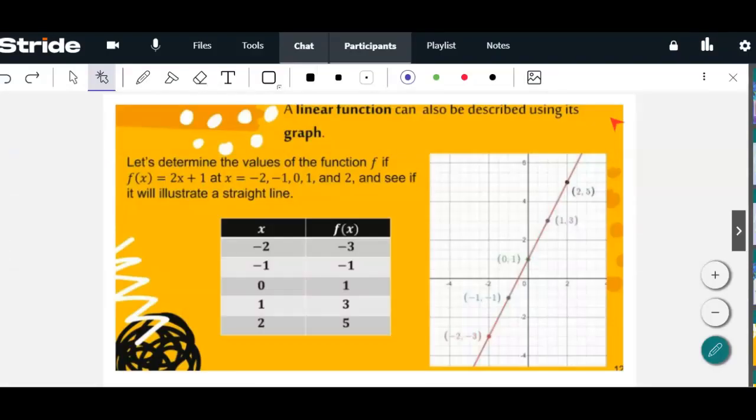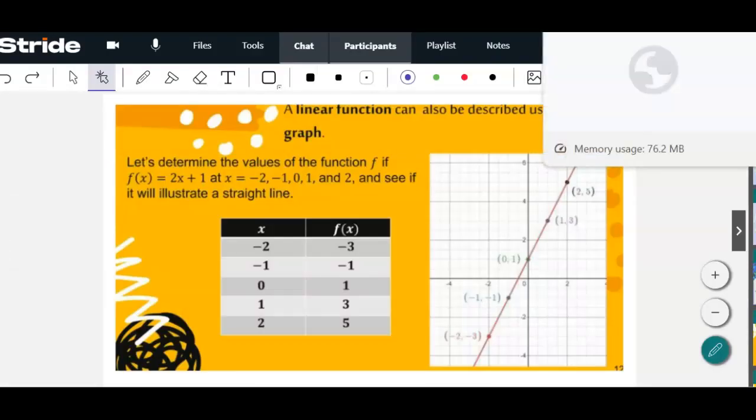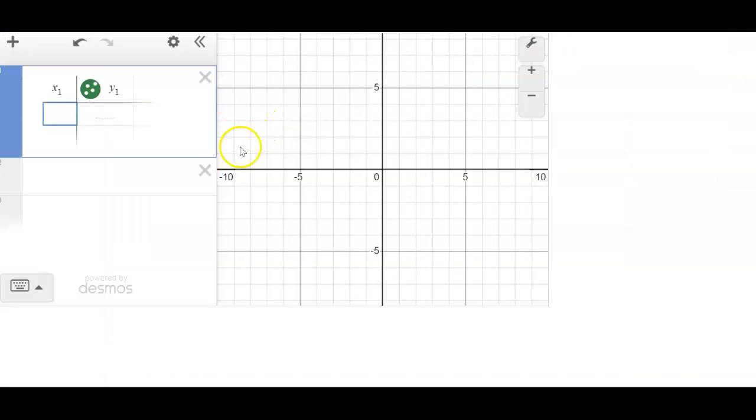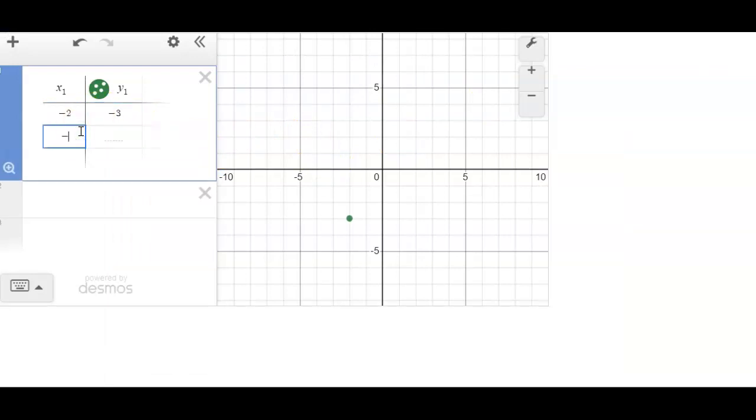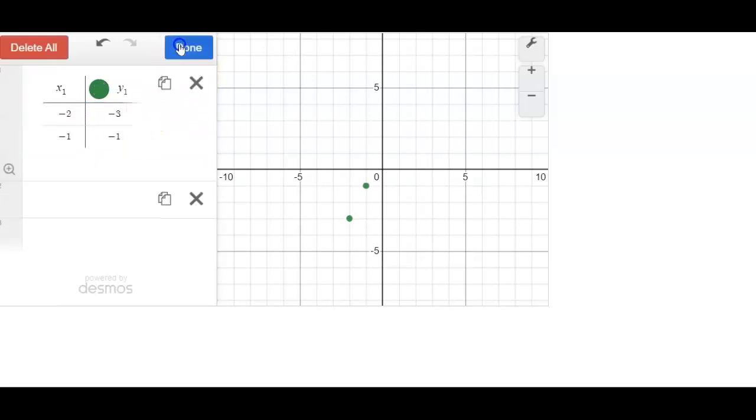And so we have -2, -3, -1, -1. You really only need the 2 points. I already forgot: -2, -3, and -1, -1. So there they are. You can click on this gear.